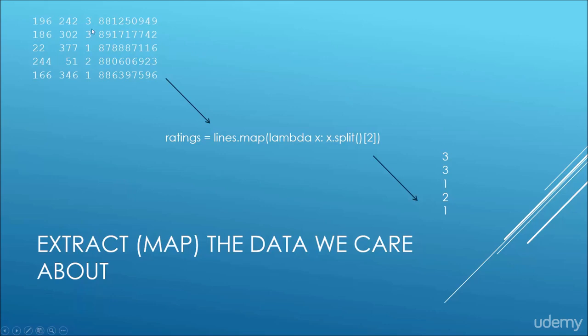And the second field, if we count from 0, 0, 1, 2, is actually the rating itself. So what's this map function actually doing? Again, it's splitting up each line into its individual fields based on white space, and then it's taking field number 2, which is 0, 1, 2, the actual rating value. So for every line, it sucks out the rating value and puts that into a new RDD that we're calling ratings.